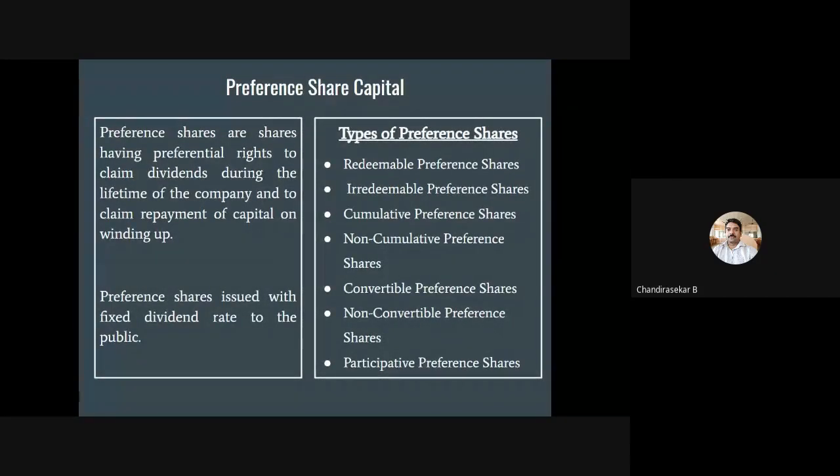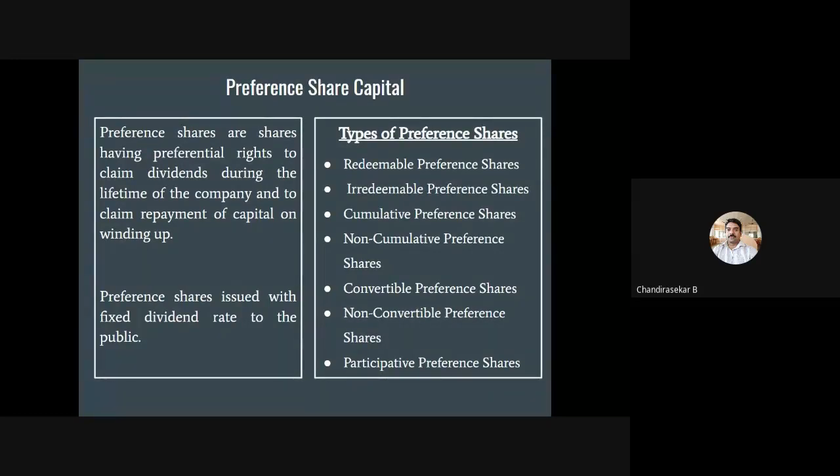So when they issue the participating preference share, by that time they will fix the rate of dividend for the equity shareholders too. Because they will settle all interest to the debenture holders, bank loans, etc. If there is excess profit, they will pay dividend to the preference shareholder at the determined rate, like 10%, 12%. After paying the fixed rate of dividend to the preference shareholder, they will pay a fixed rate of dividend, like 20% or 25%, to the equity shareholder.